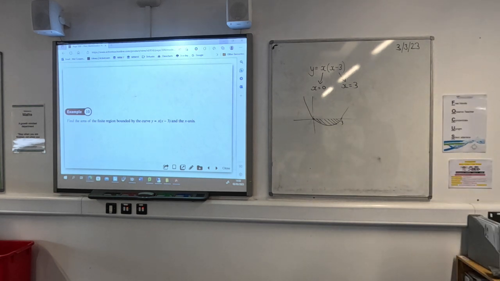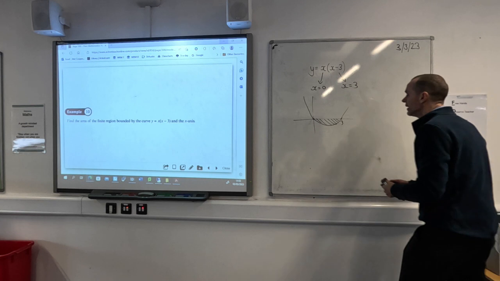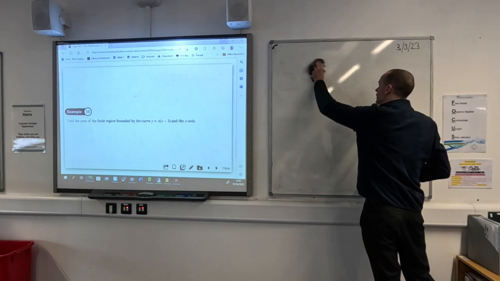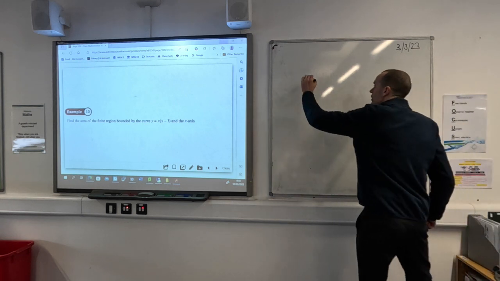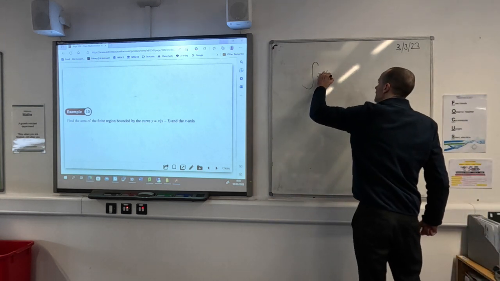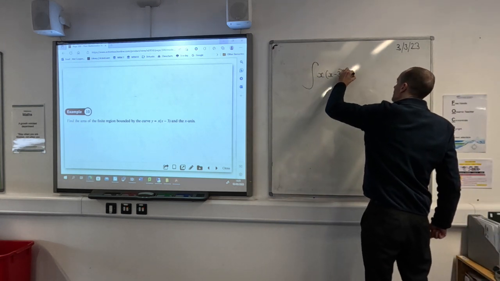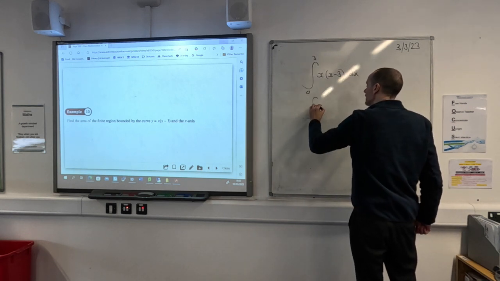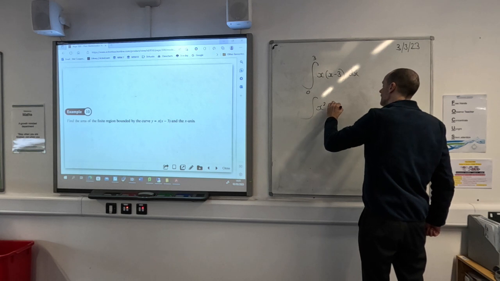So let's just do this integration using the technique that we introduced last lesson. So this is where we are using limits. We're going to use the limits of 0 and 3. So we're going to integrate this function with respect to x between 0 and 3. Before you do anything, multiply out the brackets.